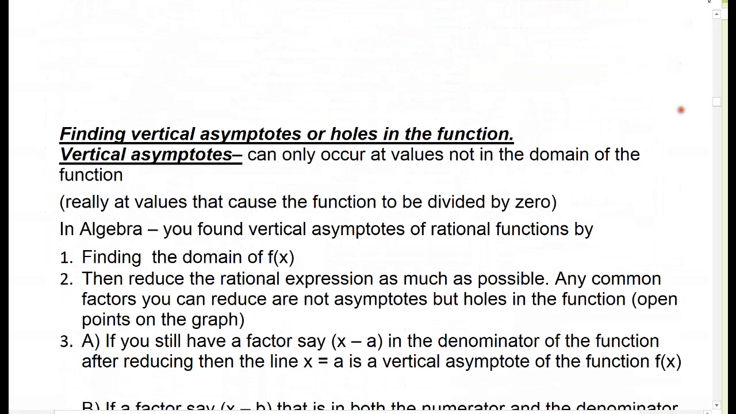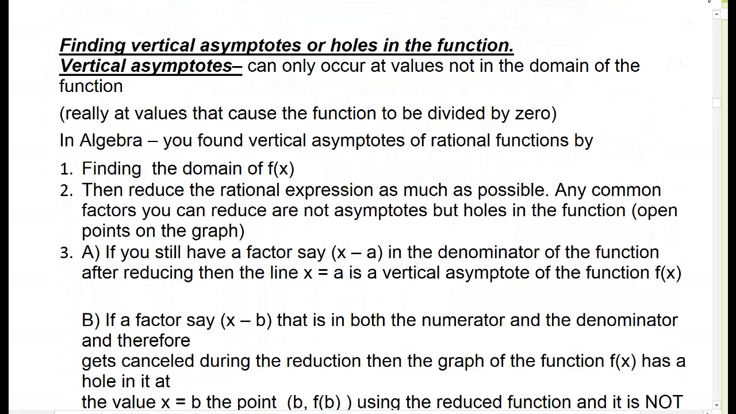Alright, so finding them. So finding vertical asymptotes or holes in the function. There's two things that can happen when we get division by 0. Alright, so again, I get division by 0, so that's the first thing. The domain is everything but what causes me to divide by 0. Alright, so only current values not in the domain. So again, those are the values that can cause division by 0.